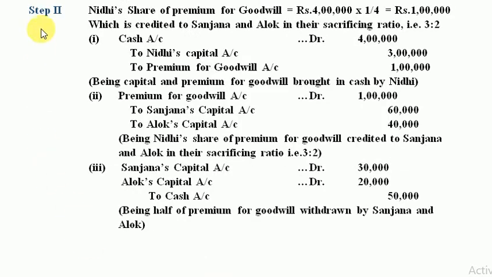Here is our step 2 where we do the treatment for the capital brought by the new partner and the premium for goodwill. So first entry goes cash account debit rupees 4 lakh, to Nidhi's capital account 3 lakh, to premium for goodwill account 1 lakh, being capital and premium for goodwill brought in cash by new partner Nidhi. In the second entry, premium for goodwill account debit 1 lakh, to Sanjana's capital 60,000, to Alok's capital 40,000, being Nidhi's share of premium for goodwill credited to Sanjana and Alok in their sacrificing ratio 3:2.